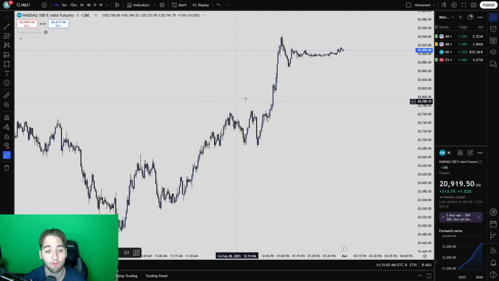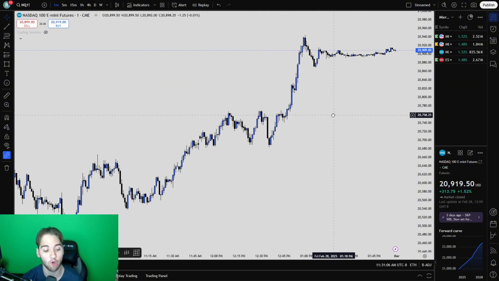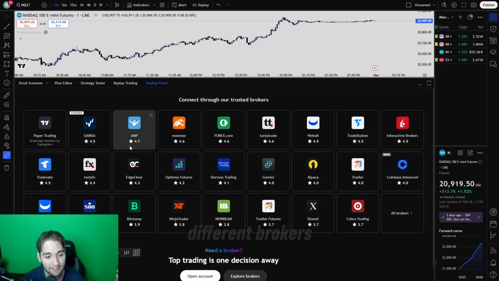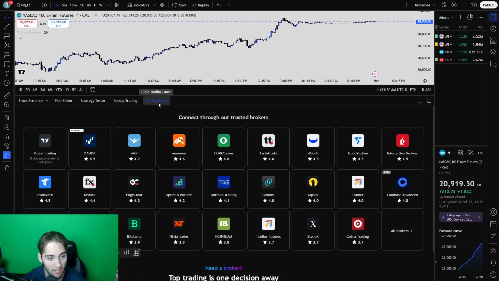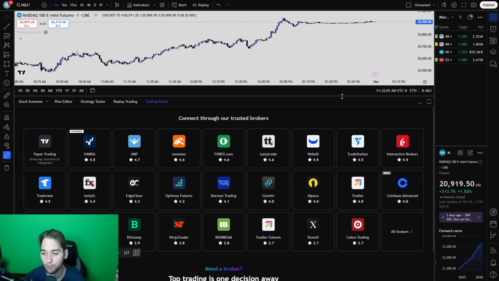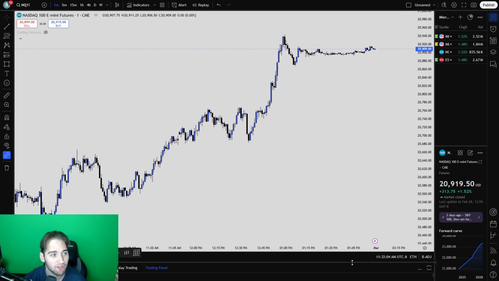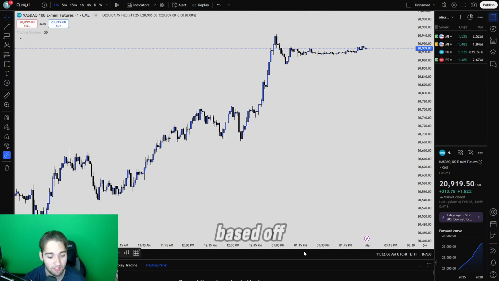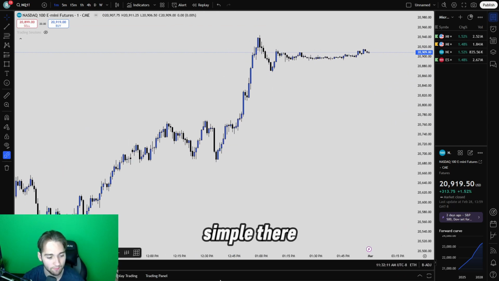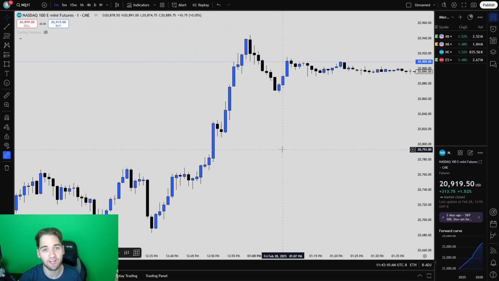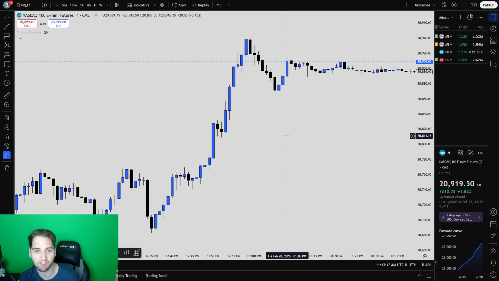Since you got that, now when it comes to trading, guys, you want to have a broker. Basically, right here, we have different brokers in the trading panel down here, all right? So if I expand this trading panel, we have different brokers here. You want to choose any broker that you like, so do research about that. Find a broker you will like to use, and then you could actually put in long or short positions through the broker, through TradingView. So pretty simple there.